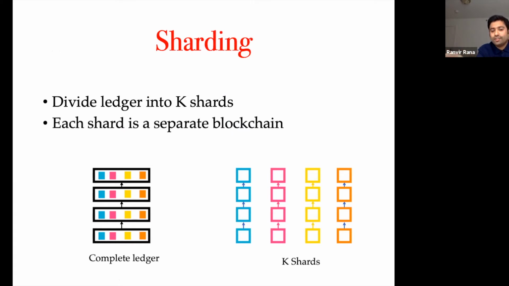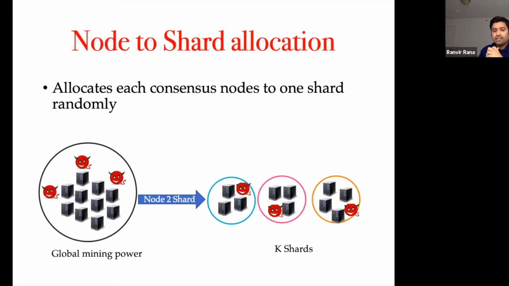Now, a very high-level picture of how sharding currently works in most protocols is you divide the ledger into k shards and assume that these k shards have exclusive state. And once you divide this into k shards, you run each shard as a separate blockchain, as in you run a separate consensus on each of these shards. Because you're running separate consensus on each of the shards, you want each shard to have an honest majority or supermajority based on what the consensus protocol is. And in order to do that, you require a committee allocation mechanism.